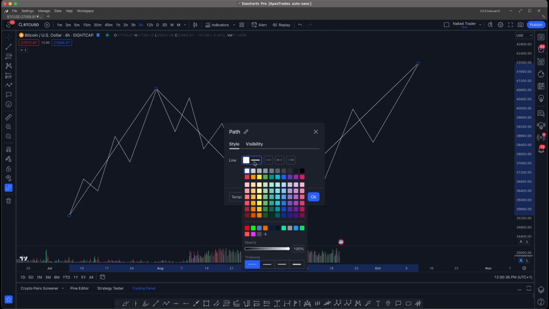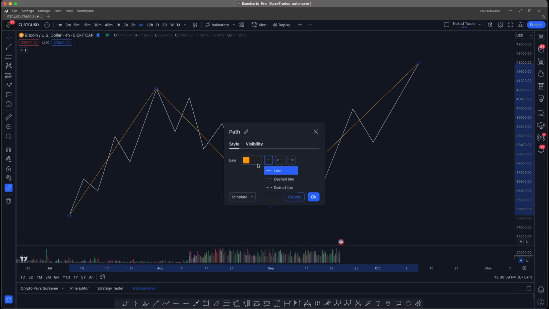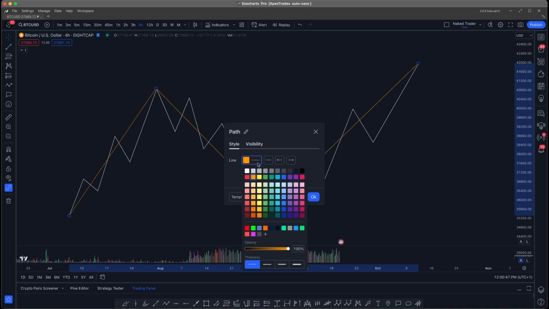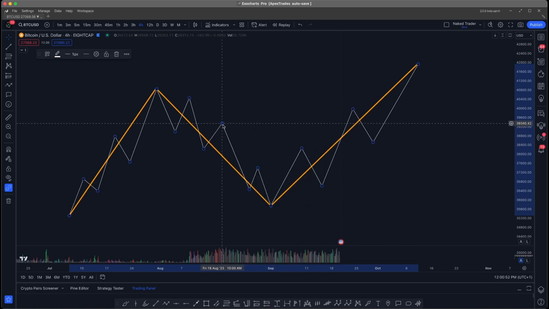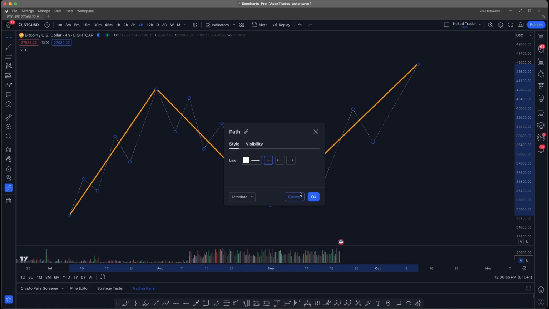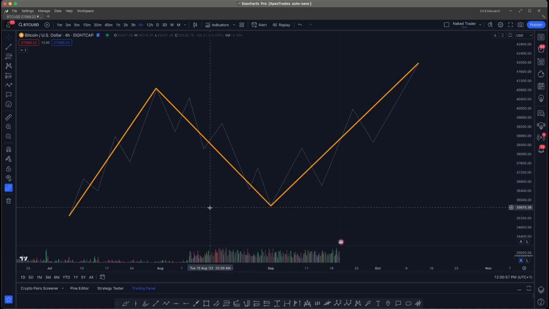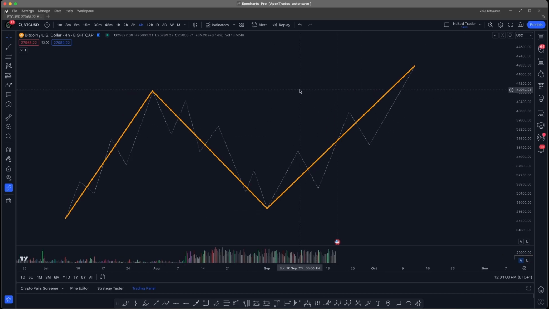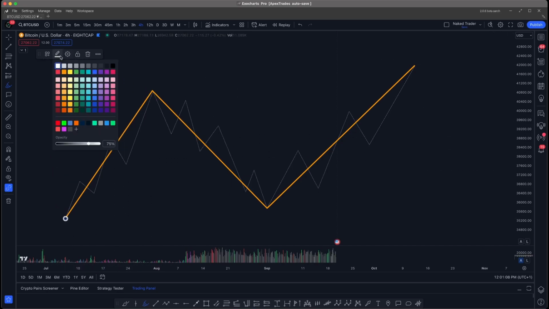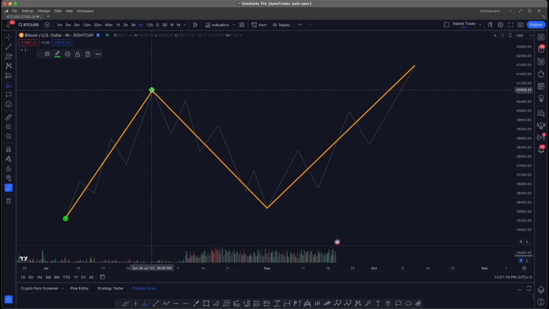Let's make that a different color. Let's make it dotted, or in fact, to make it a little bit clearer, let's make that a line, a lot thicker, and then make that dashed or dotted. So as I say, on the way we do our points, it's going to be bullish, bullish, bullish, bullish. There are our swing points.